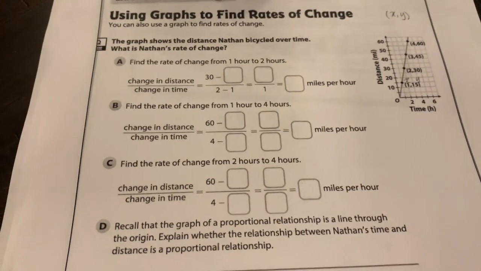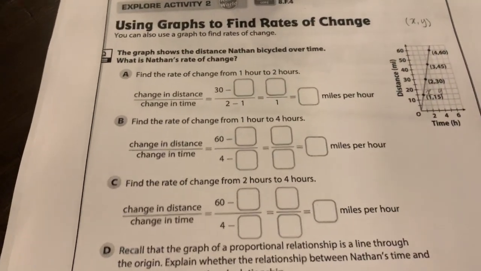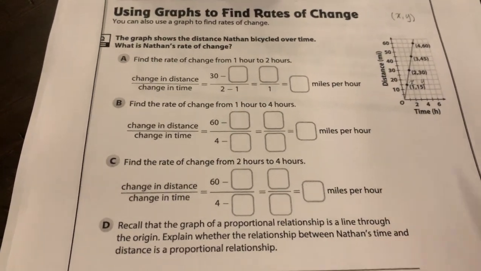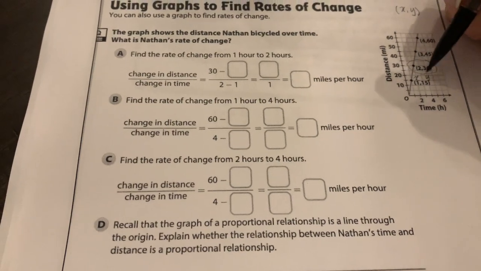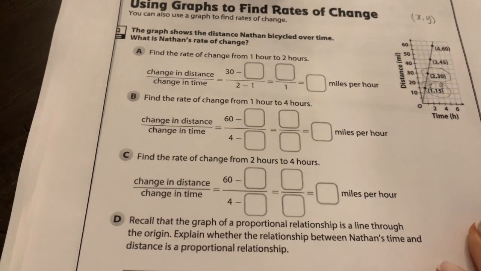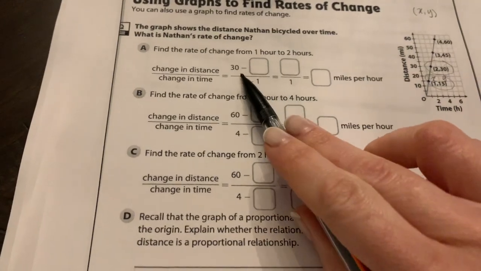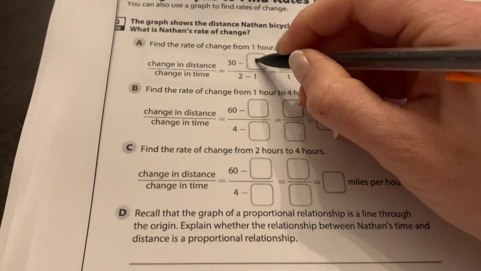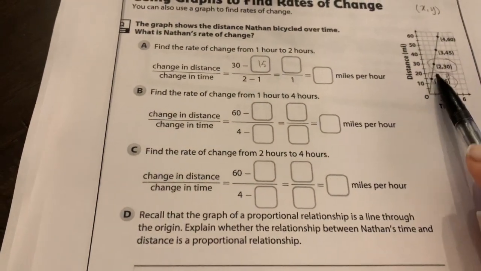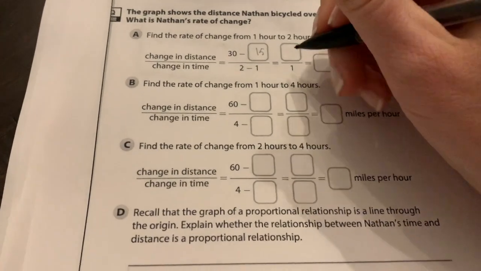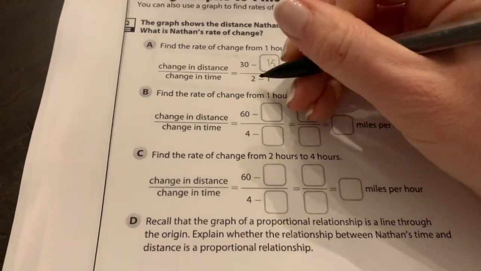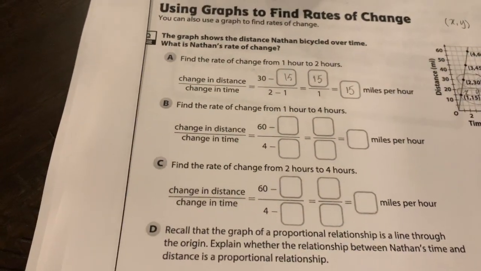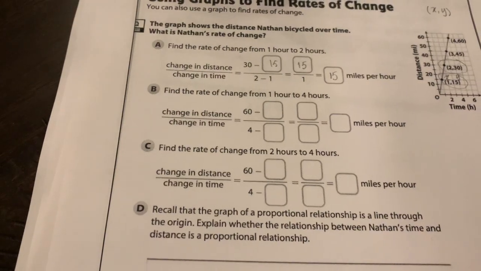So they're walking us through this. They want us to find the rate of change from 1 hour to 2 hours. So in order to do that, I'm looking for where x is 1 and x is 2. So those are these 2 points. Okay, and I'm going to first subtract the 2 y values. So that's 30 minus, and as you can see, the second y value is 15. And they've already filled out the x's for us, 2 minus 1. Okay, so 30 minus 15 is 15, and 2 minus 1 is 1. 15 divided by 1 is 15. So our first rate of change would be 15 miles per hour.